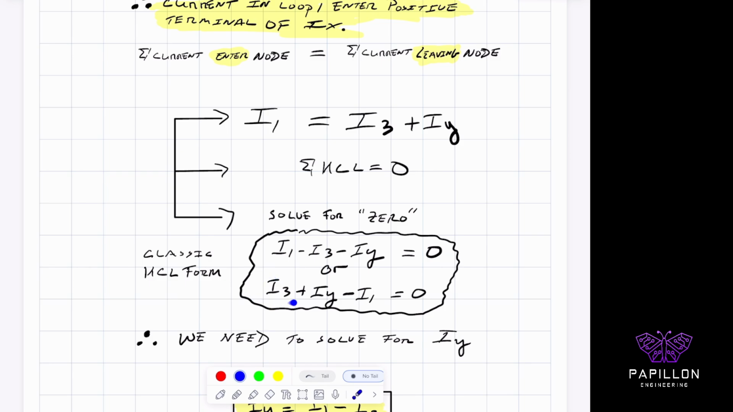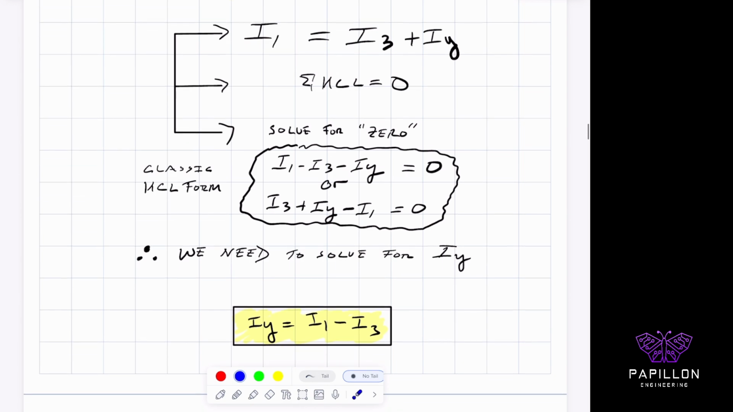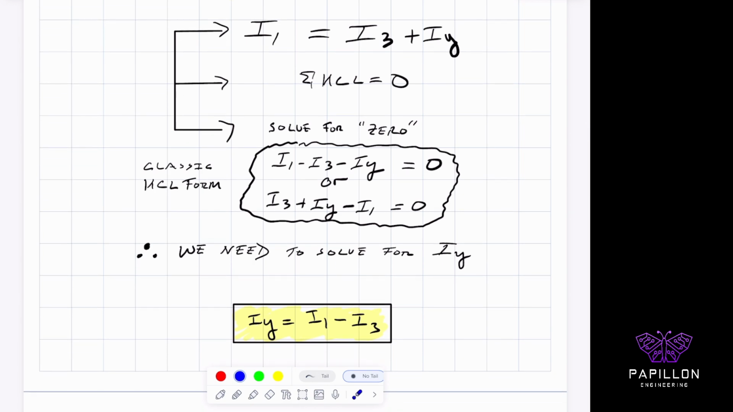Or I can call it I3 plus IY minus I1 equals 0. And that's a classic KCL form that you see in your textbook. So why did we go through all this trouble? Because we need to solve for IY, aka I5, right? I switched the name a couple of times. So same thing.